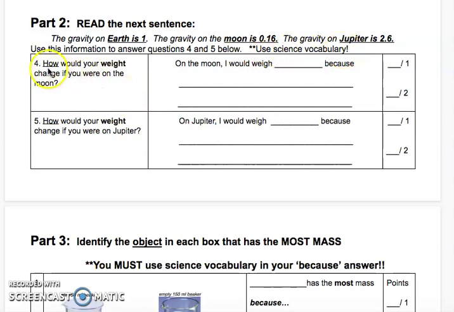So question number 4. How would your weight change if you were on the moon? So you would say, on the moon I would weigh blank because, so we're talking about the moon and your weight. How would your weight change if you were on Jupiter? On Jupiter, I would weigh blank because, and you're going to explain. Press pause, press play when you're ready to go on.